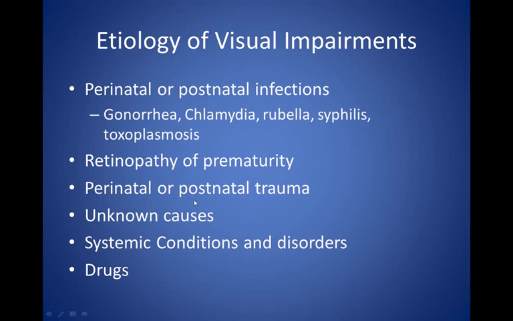You can have trauma, unknown cause. Systemic conditions and disorders. So what do we know is the leading cause of blindness in the United States? Diabetes. Hypertension can also cause visual impairments. And then some drugs are dangerous to the eyes.